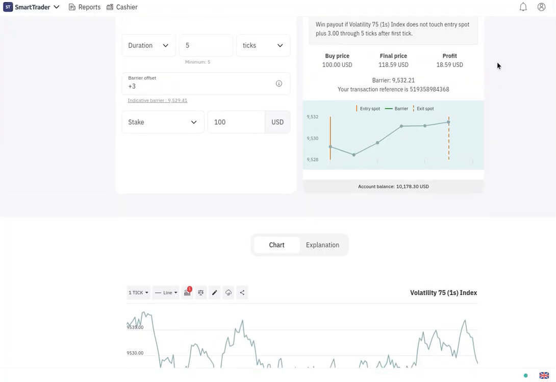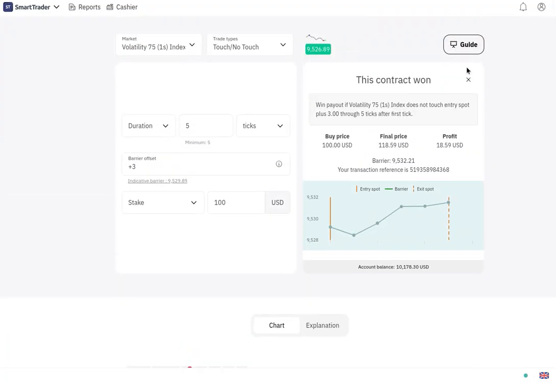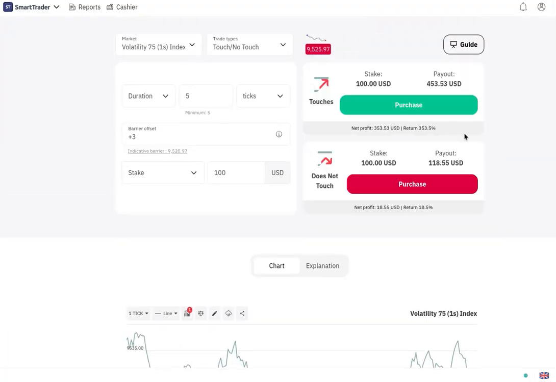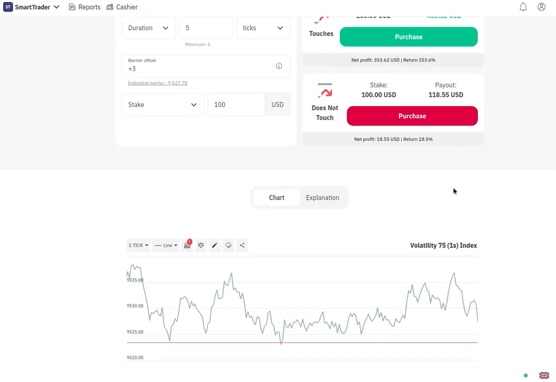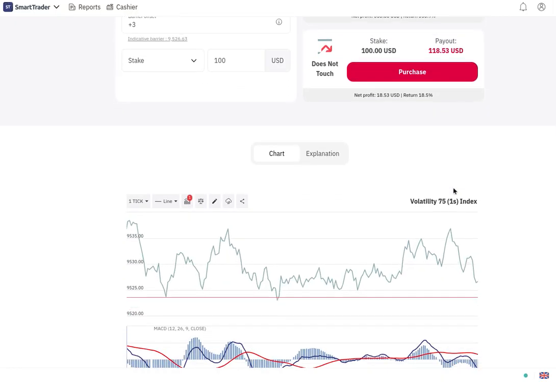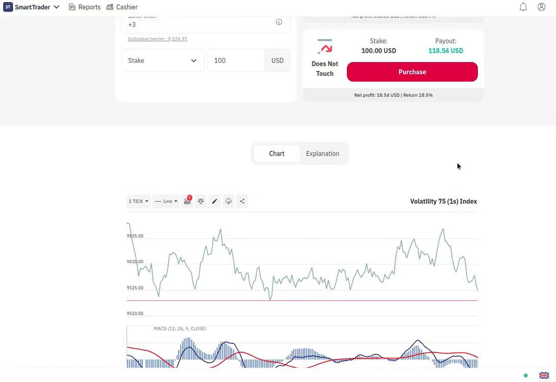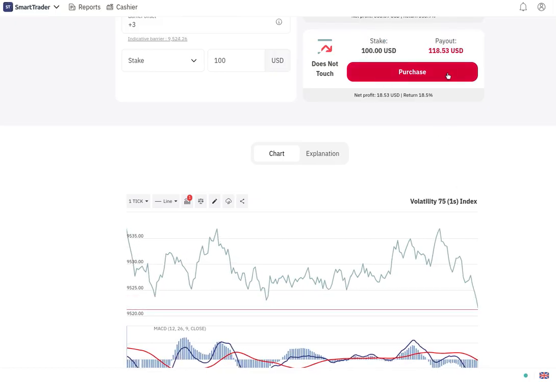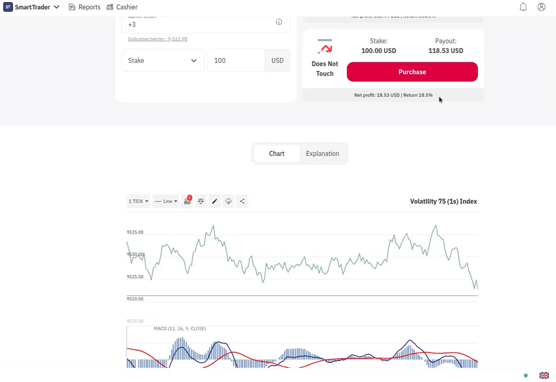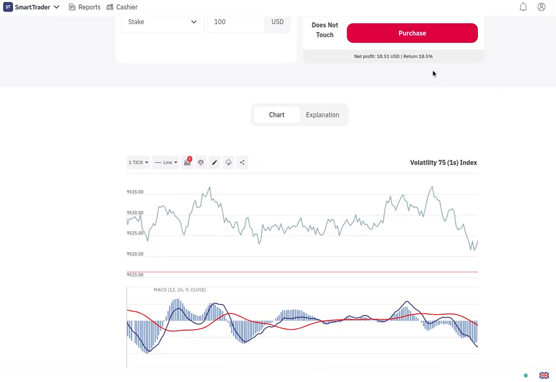Beautiful. Check that out, guys. The contract has been won again. So let's just do one more. The strategy works, guys, and I believe you all can do this and make some good money, using $100 to make $18 profits. That's wonderful. So let's watch it again.